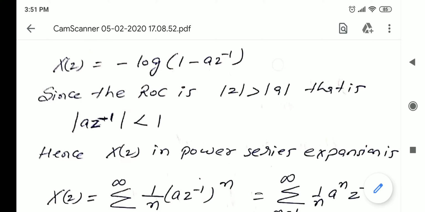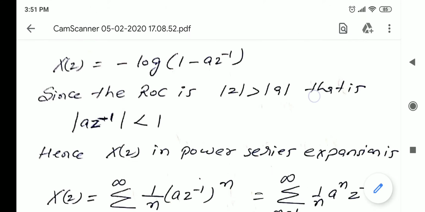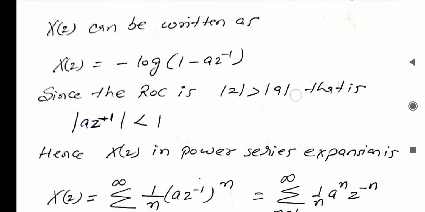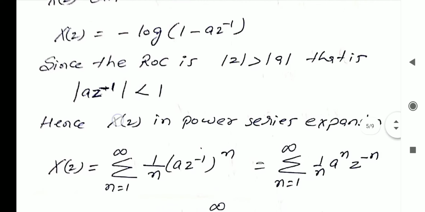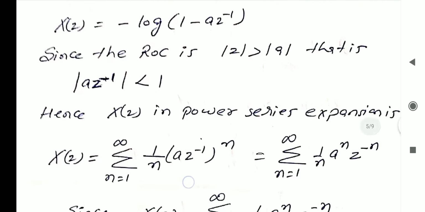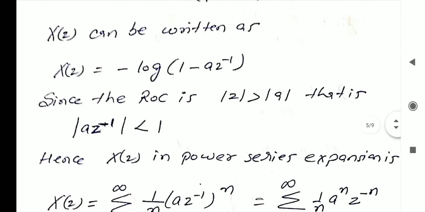Now if I take z this side, in the right side, this becomes 1 and this becomes a z to the power minus 1. So that has been written in this form, mod of a z to the power minus 1 should be less than 1. So x of z in power series expansion is summation n equals 1 to infinity 1 by n, a z to the power minus 1 to the whole power n. Now this was our x of z, minus log of 1 minus a z to the power minus 1.